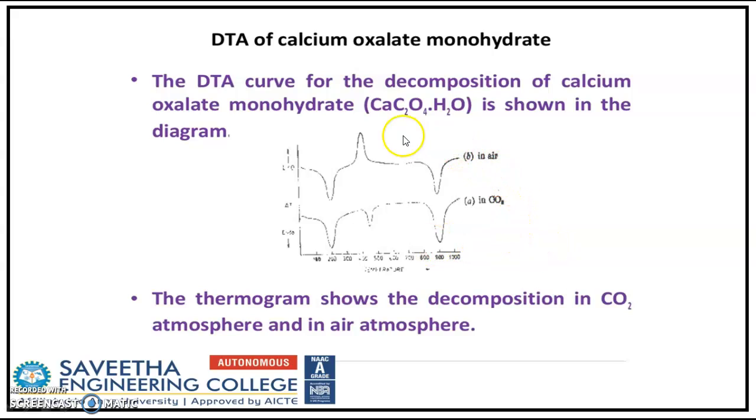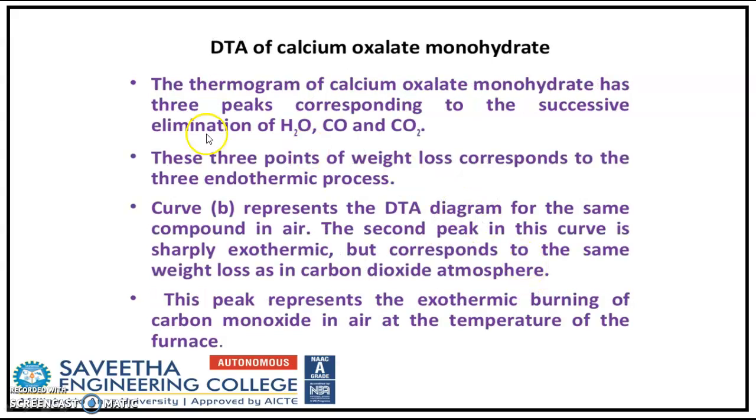Here I have given a peak for DTA. So this is the DTA curve for the decomposition of calcium oxalate monohydrate. A is in the presence of carbon dioxide and B is in the presence of air. The thermogram shows the decomposition in a carbon dioxide atmosphere and in an air atmosphere. That is, A is for carbon dioxide atmosphere and B is for air atmosphere.